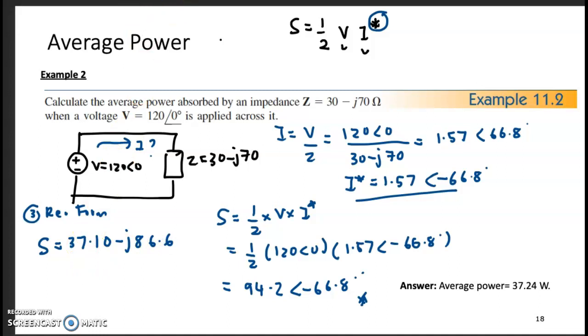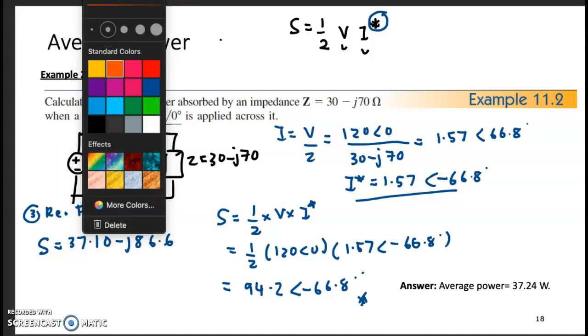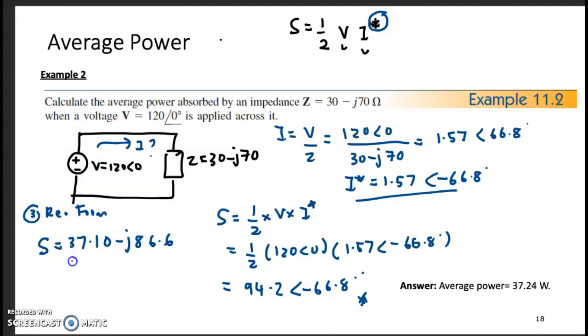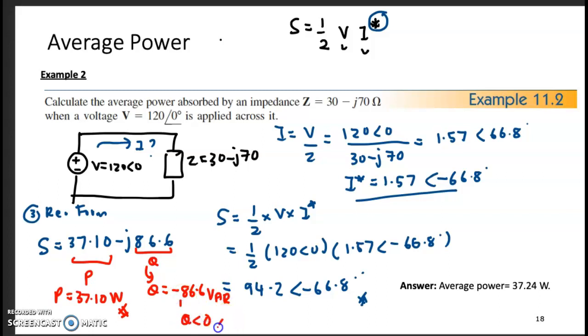Okay, now what is the average power? So this is the average power. Your P here is 37.10 watt. Yes, this is the real power. What is your reactive power? Q, the reactive power, is minus 86.6 VAR. So when your Q is less than 0, or minus, we call this one leading.